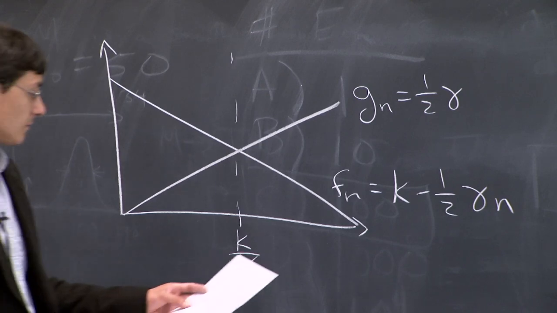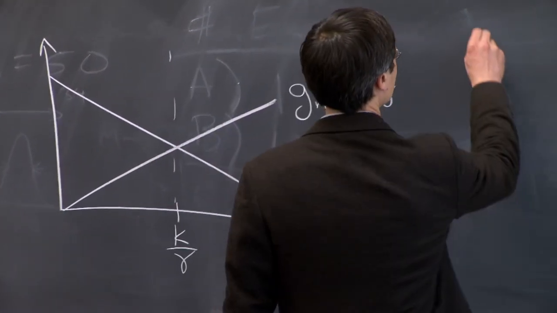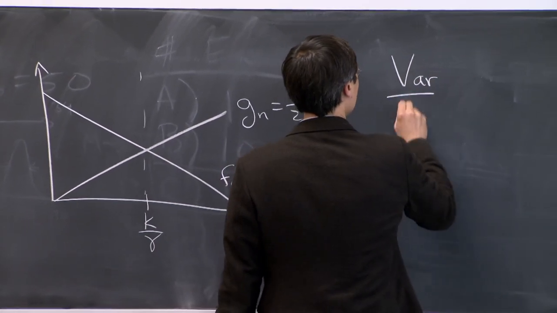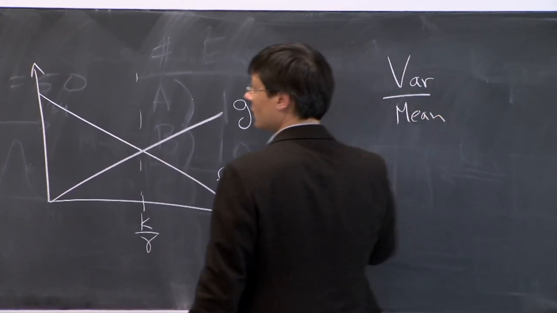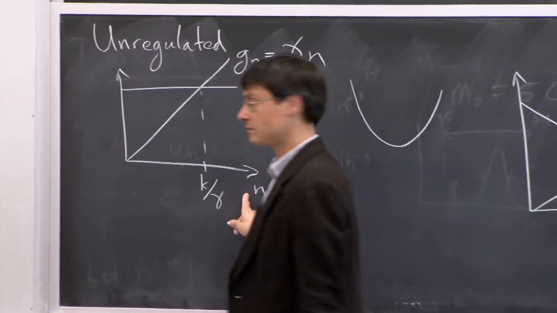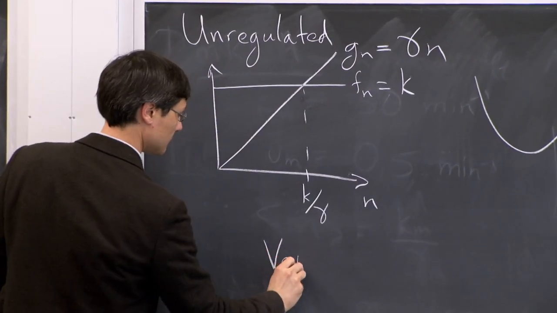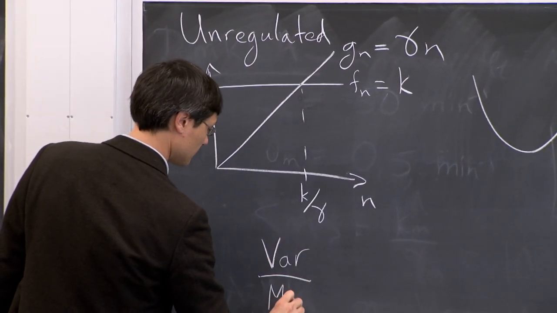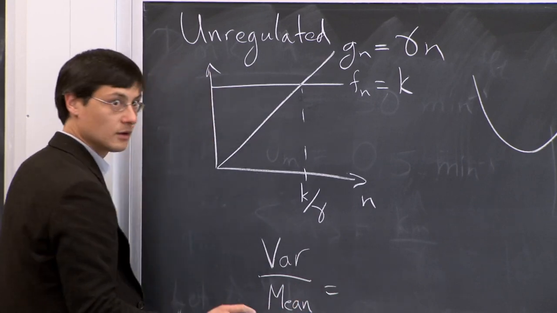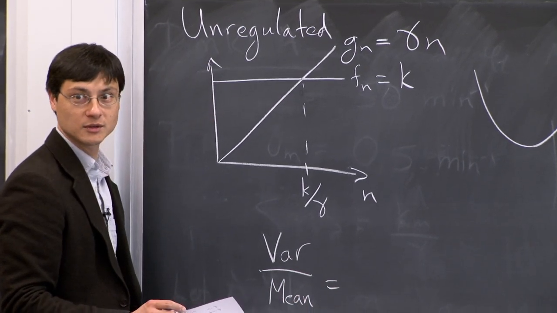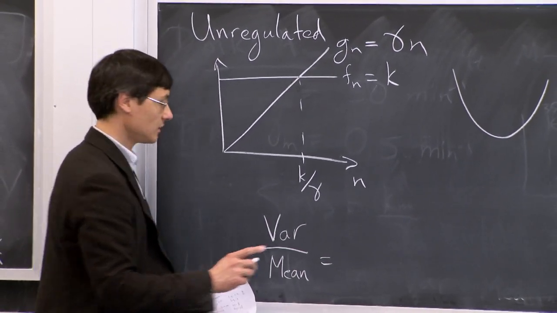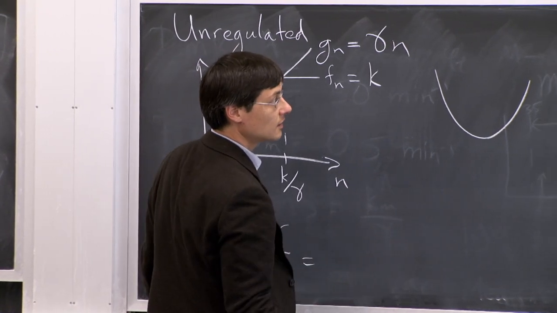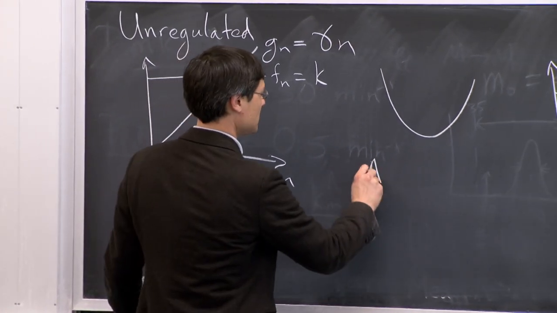Right. Well, first of all, the variance over the mean here was equal to what? Although, should we do a vote? Okay, here are going to be some options.